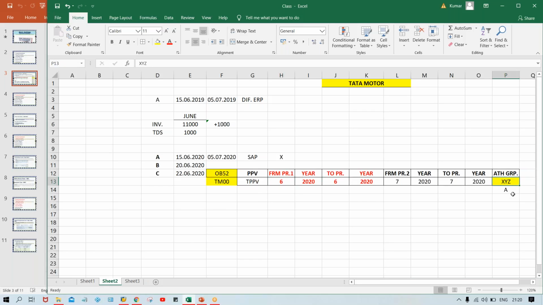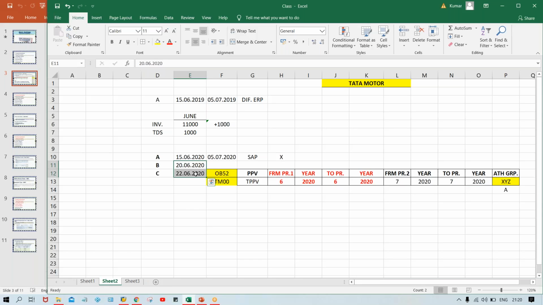And under XYZ, we have assigned only one user ID that belongs to A. It means A has authorization to post the transaction in the 6th period. The remaining two people will not have authorization to post that transaction in the 6th period, in the sense, the previous period. So now what is happening? A is coming back, and A also informed the friends, okay, sir is going to open the period. Now I'm happy, I'm going to post the transaction.